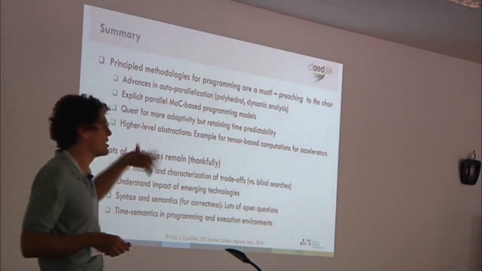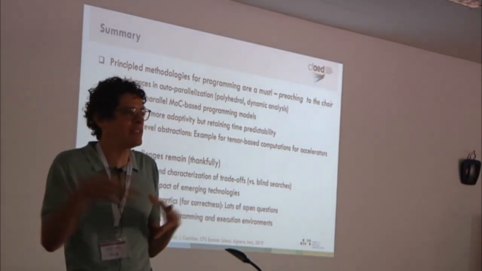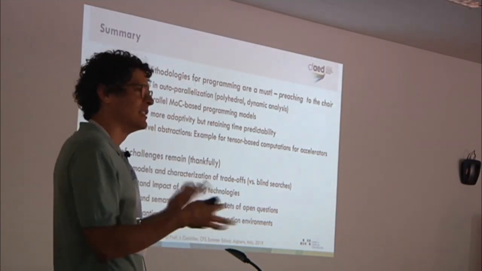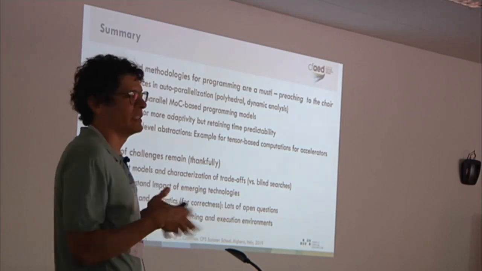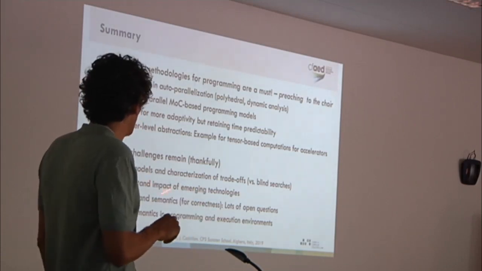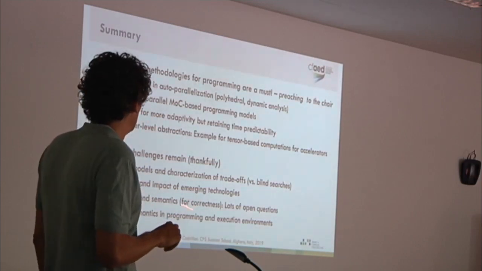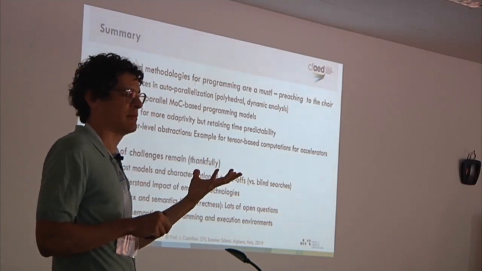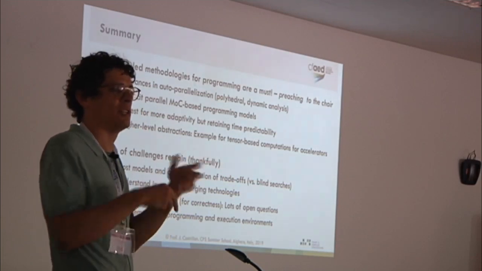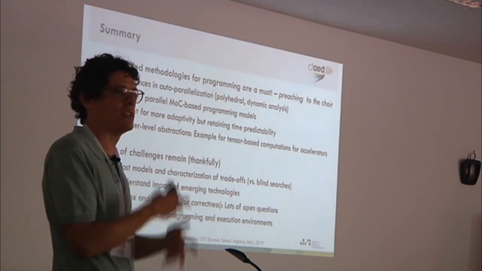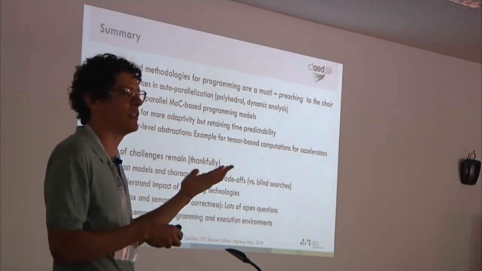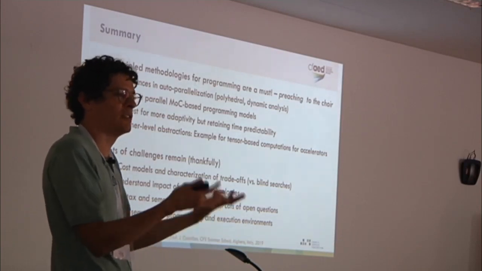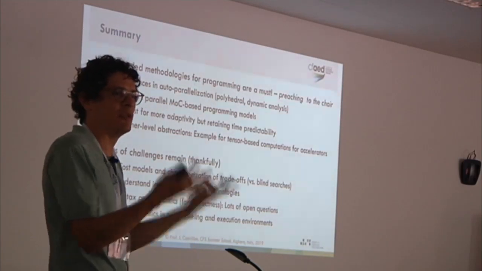Cost models, characterization of trade-offs instead of blind searches. I'm a bit tired of this blind search in the space. I think trying to build models so that you know better what you're doing would be cool. I know it's difficult, but it would be cool. Understand the impact of emerging technologies, as I was mentioning before. Semantics for correctness: the fact that you can bring in domain-specific languages has the good thing that you can reuse all the tools from the theory of programming languages. So we did this using the Coq proof assistant for the semantics, and it was pretty easy because the semantics of the language is quite small, so you can publish it in a paper, right? You cannot do that with Java or C.